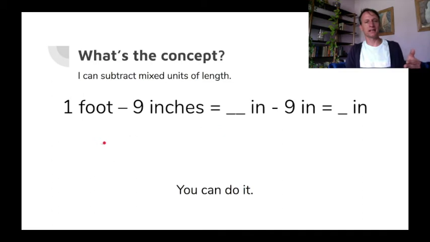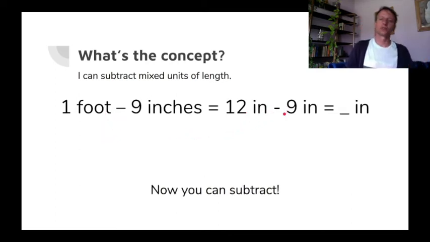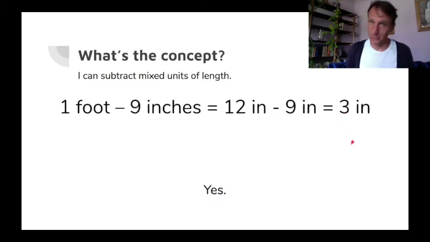1 foot minus 9 inches. Oh, okay. Well, in order to do this, I have to convert the feet to inches, and we know there are 12 inches in a foot. Now I can subtract. 12 inches minus 9 inches leaves 3 inches. The first one's always the easiest.